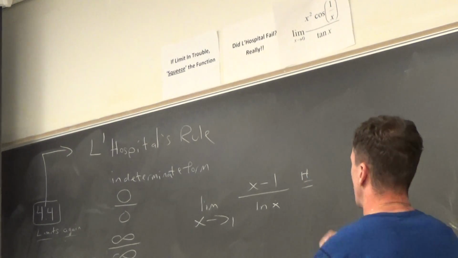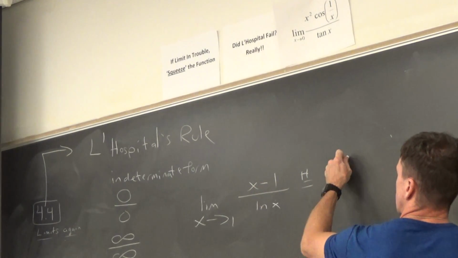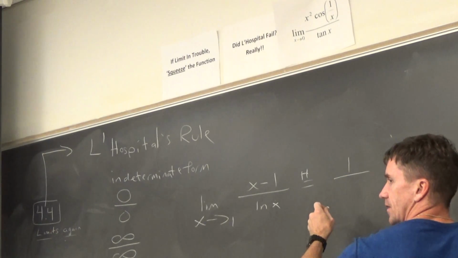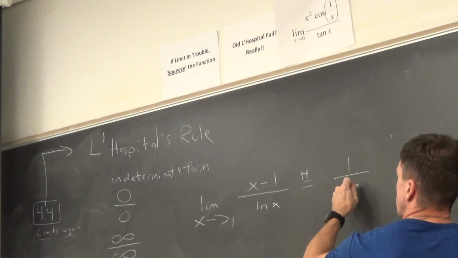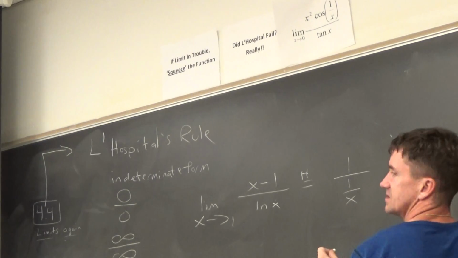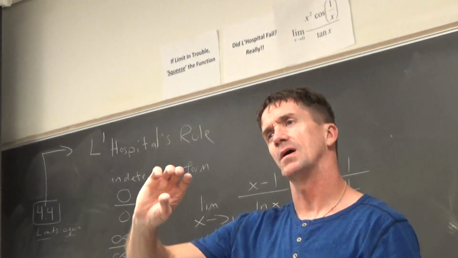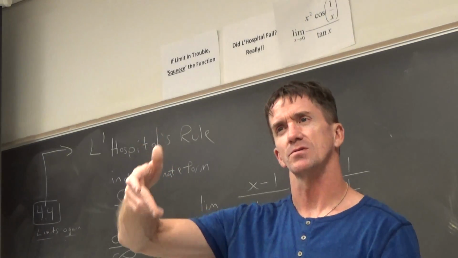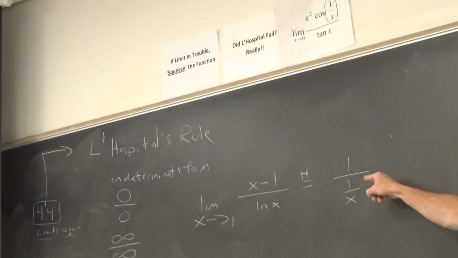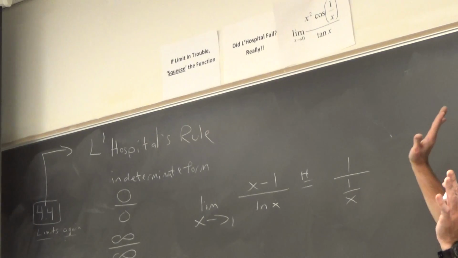Now, what's the derivative of x minus 1? 1. Who knows the derivative of the natural log of x? 1 over x. Now, when we divide fractions, that looks kind of goofy to me. That's called a complex fraction. When you divide fractions, you multiply by the reciprocal. Let me rewrite that. So it becomes this. This sometimes throws students off. They go, oh, I don't know what to do now.